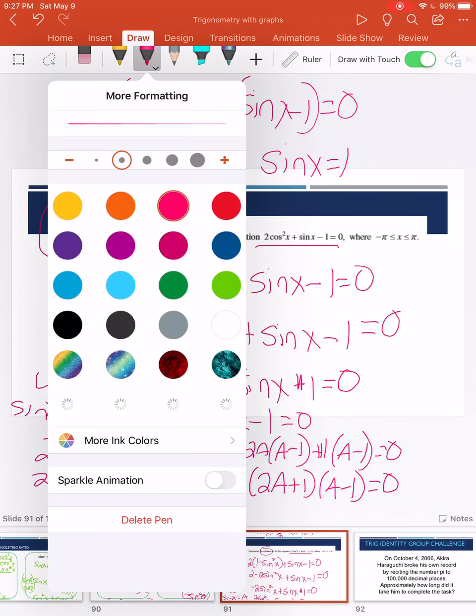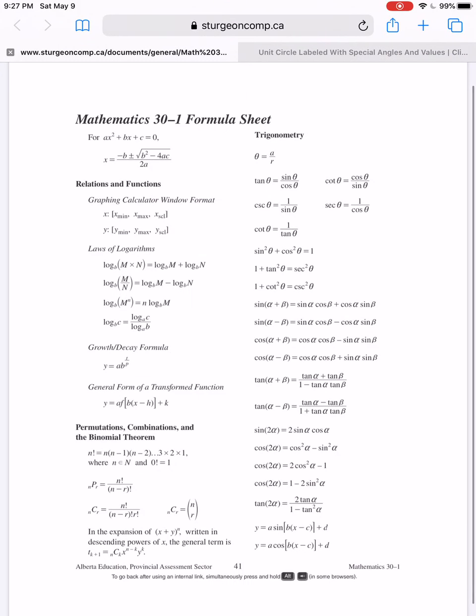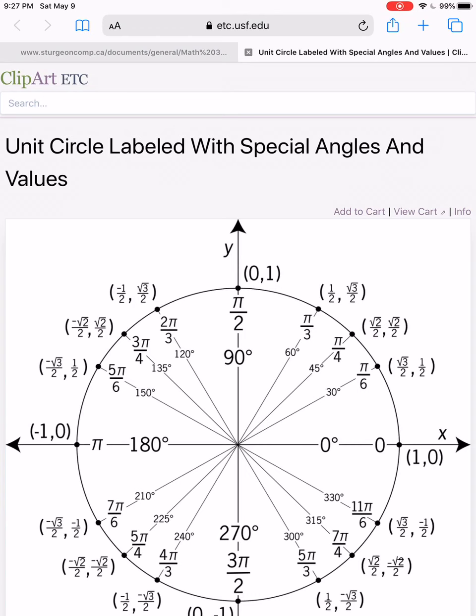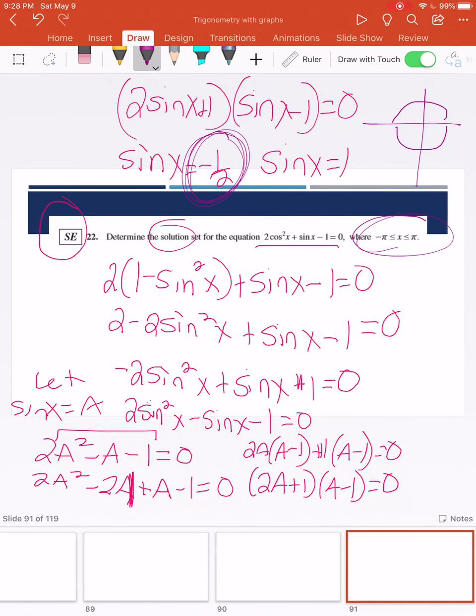Hopefully you'll realize that both of these factors are on the unit circle. So I'm just looking, where is sine x equal to negative 1/2 within my domain here. So I'm looking from 0 to positive pi and then 0 to negative pi. So where is sine x equal to negative 1/2? Let's look at our unit circle. Sine x is equal to negative 1/2 at 7 pi over 6 and 11 pi over 6. So obviously we're going to be looking at the negative angles here.